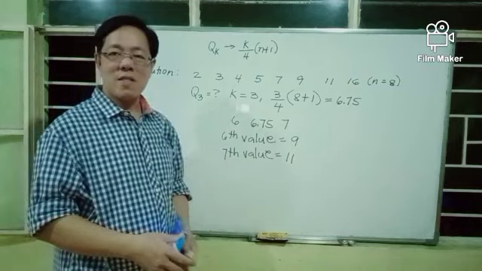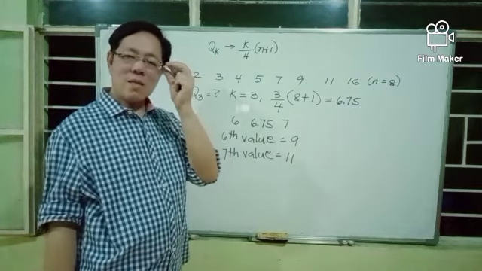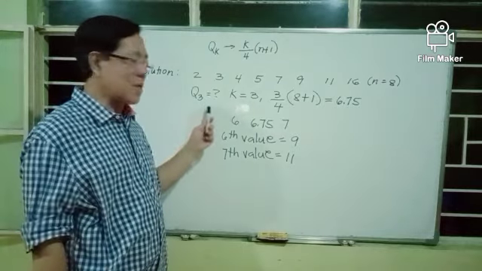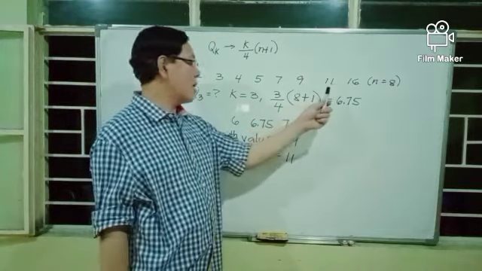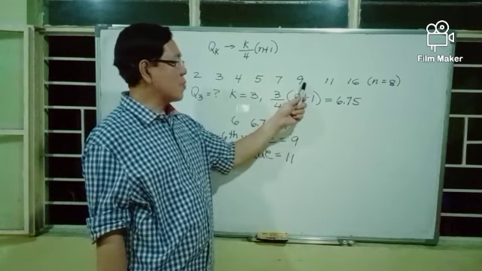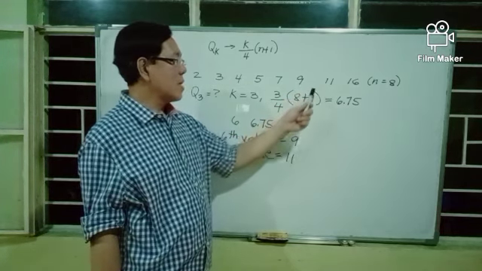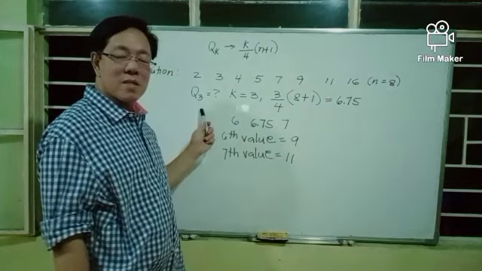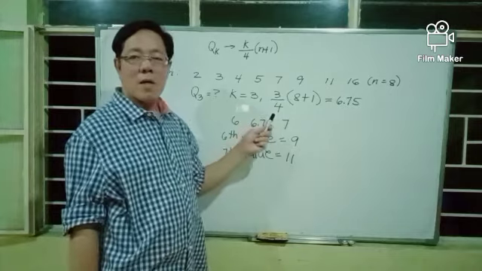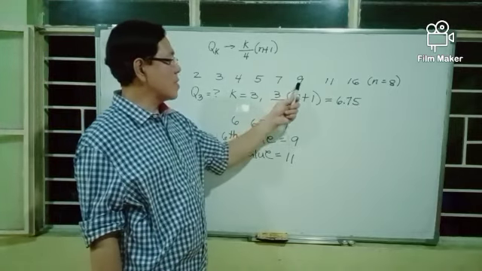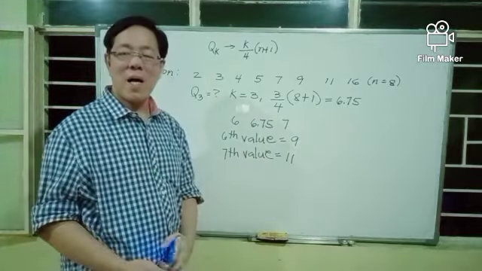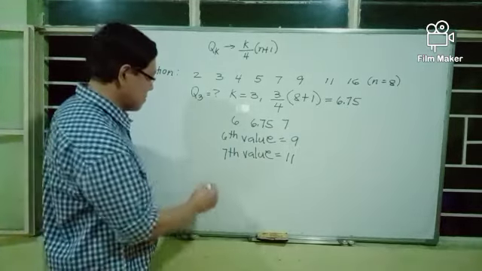Now, what does this mean? This means that the value of the third quartile, Q sub 3, is between 9 and 11. The exact value of Q sub 3 is between 9 and 11. And the value of the third quartile is 3/4 of the distance between 9 and 11. Now we find the value of the third quartile.